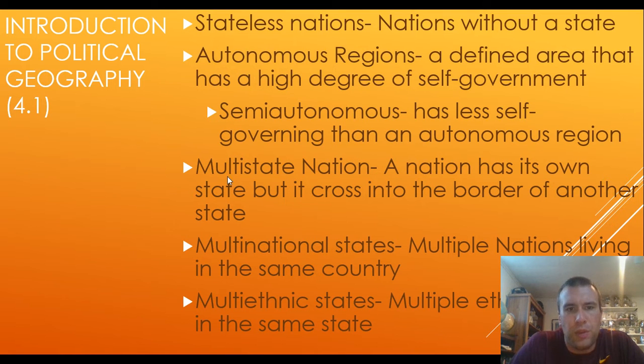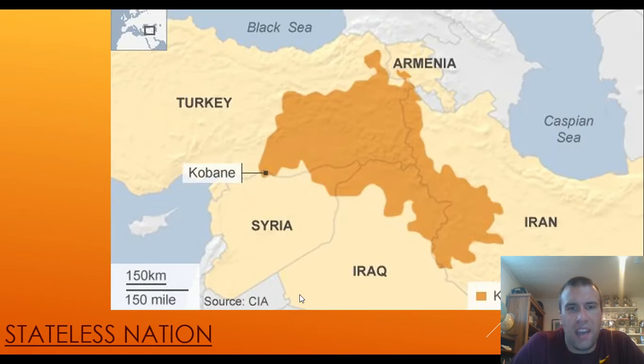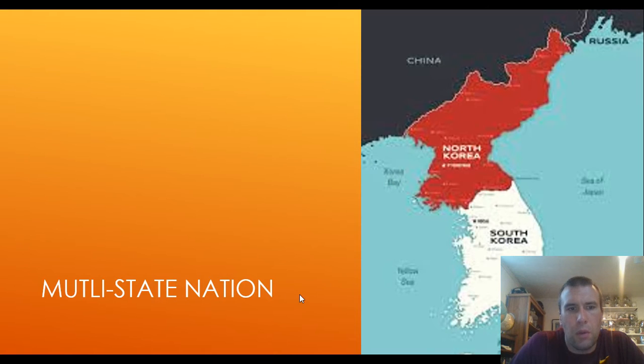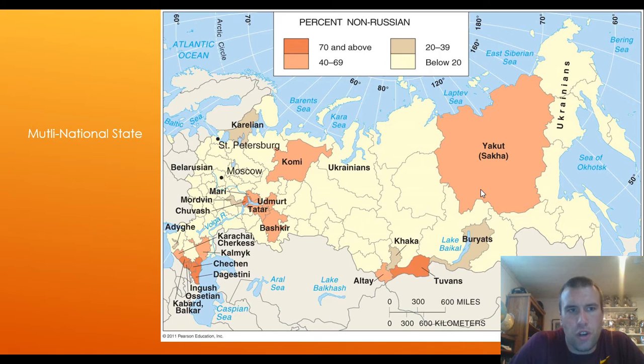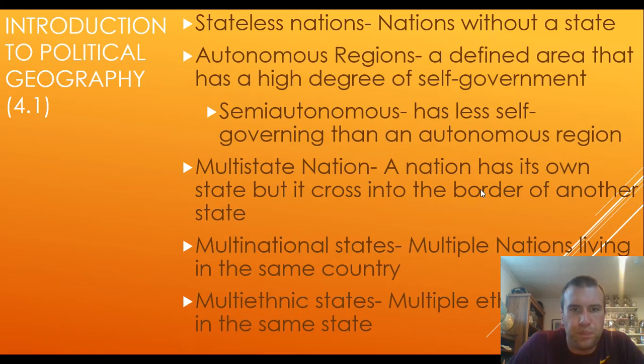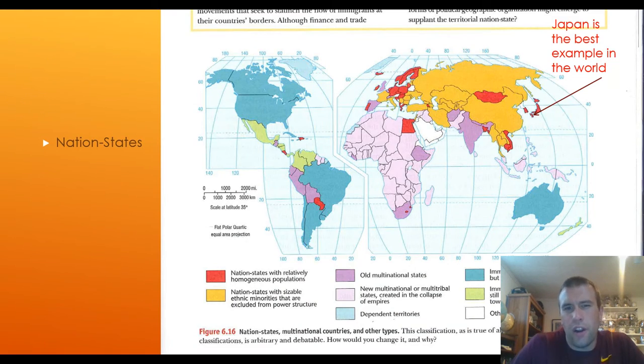Three other parts here: multiple state nation, multinational state, multi-ethnic state. Multi-state nation, one nation, Koreans in multiple states. Next, Russia is a multinational state. Most countries in the world are multinational states. If I go back to this one, there is no complete perfect example of a nation state in the world. Japan is the best example, with Iceland not far behind.